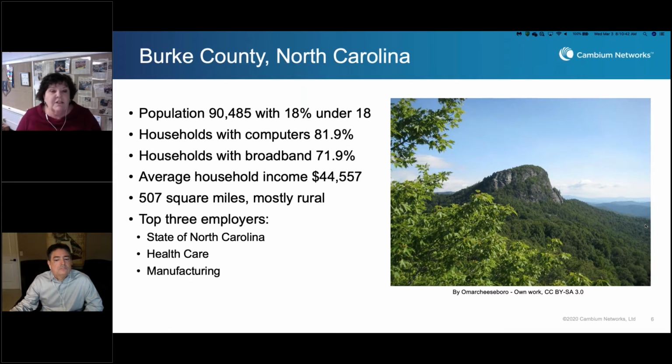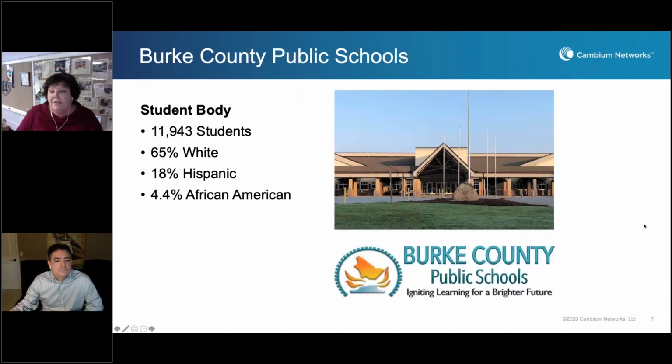So our county has changed over the past 10 or 15 years. And in that process, so has our student body. So right now, our student body is at about almost 12,000 students. We are 65% white. We are 18% Hispanic.